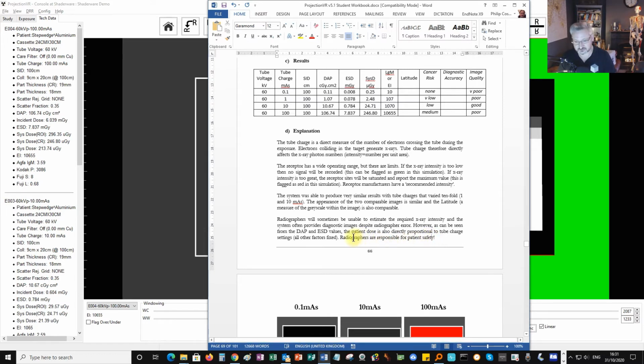So this is one of the reasons why it's really important to write your exposure factors down and also write a little comment about whether or not that was a good exposure. The number that you will always have is the exposure index. This is the number that's reported to you. You may never have the DAP reading and you may never have the entrance surface dose, but you will have the exposure index. So look for it and write it down.